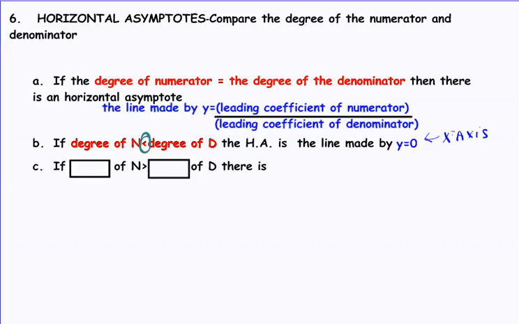And the last possibility is the degree of the numerator is greater than the degree of the denominator. Guess what? There is no horizontal asymptote. Now let's go apply this.